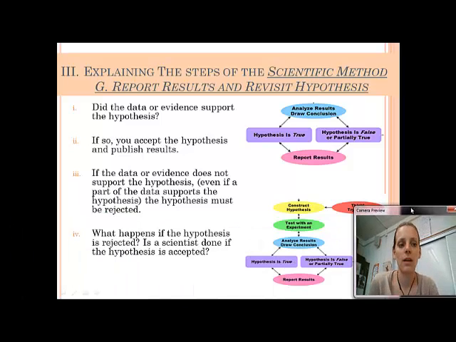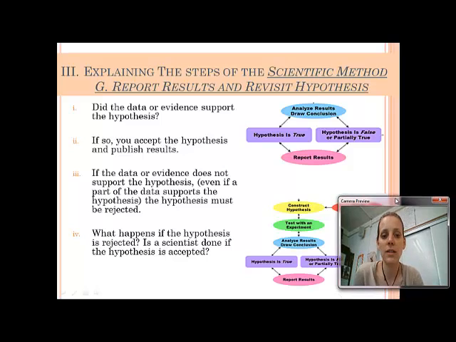So what happens if the hypothesis is rejected? Is a scientist done if the hypothesis is accepted? No, they start again. That's the process of science. Science is a continual cycle.